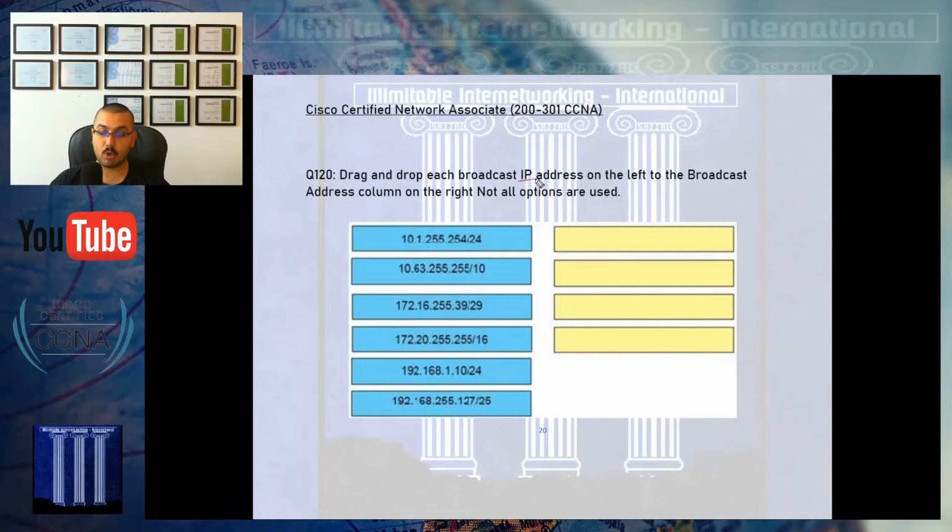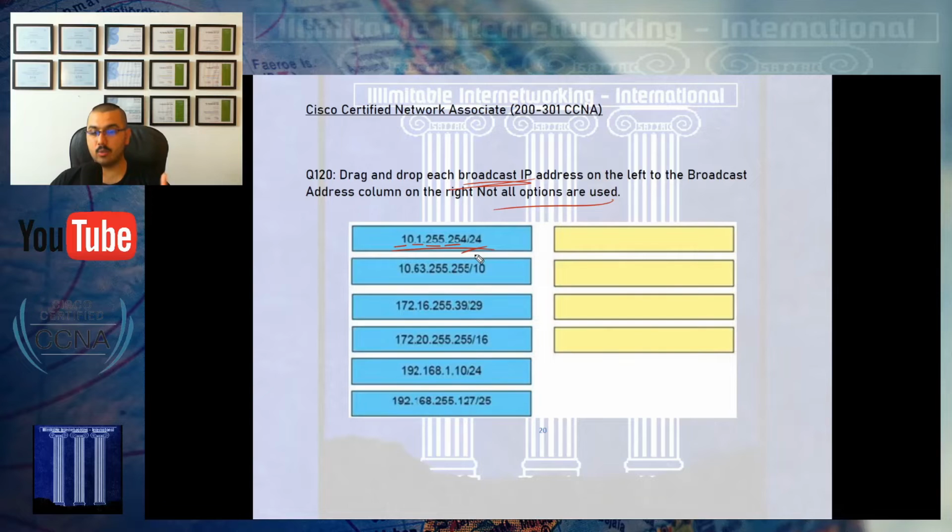Drag and drop each broadcast IP address on the left to a column on the right. Not all the options are used. It says that whenever you find a broadcast address on the left, just drag it to the right. So on the right, only 4 broadcast addresses should be there. Okay, number 1 is 10.1.255.254. Is this guy a broadcast IP address or a valid one or a network ID?